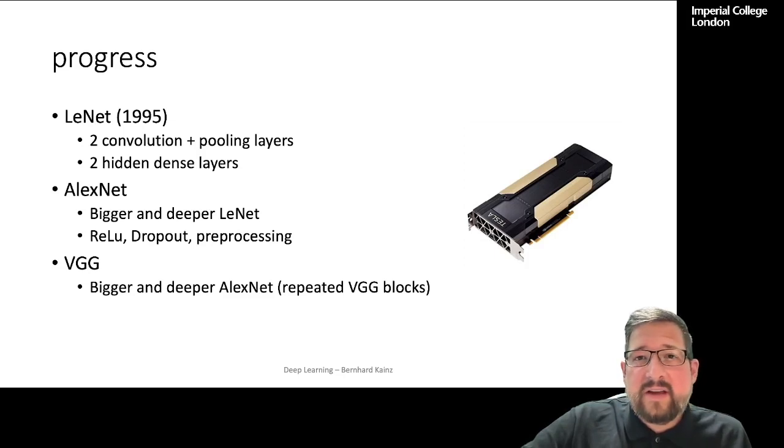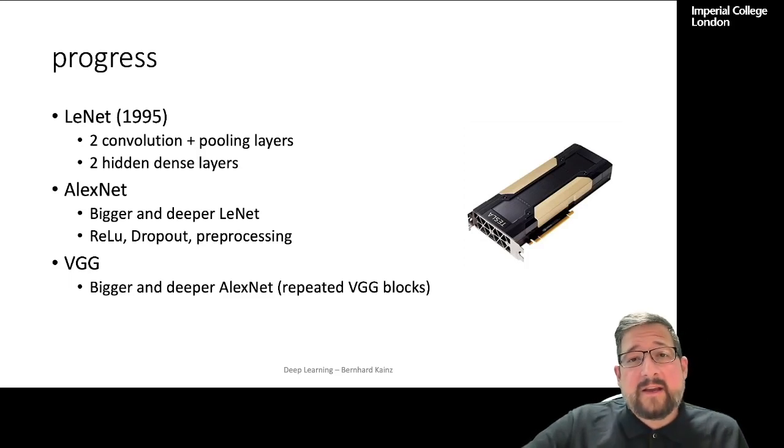Starting off, LeNet was simple, with just 2 convolutions and pooling layers and 2 hidden dense layers. AlexNet essentially took LeNet and made it bigger and deeper, but it was not just a scaled up LeNet version. It also introduced innovations like ReLU, dropout, and preprocessing techniques. And then came VGG, which took the concept of bigger and deeper from AlexNet and ran with it. VGG introduced the notion of repeated blocks, an architecture style that was both elegant and highly effective.